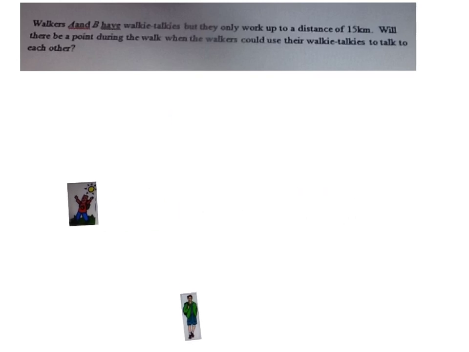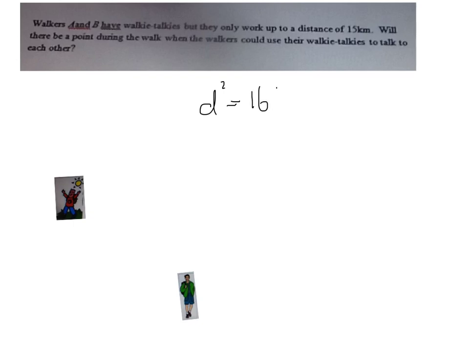Now we know that walker A and walker B are going towards each other for a bit, like this, and then getting further away. And if the distance between them is 15 kilometres or less, then their walkie-talkies will work. So let's see if we can work out whether or not that's going to be possible. We know that the distance squared is always 16t squared minus 20t minus 11.